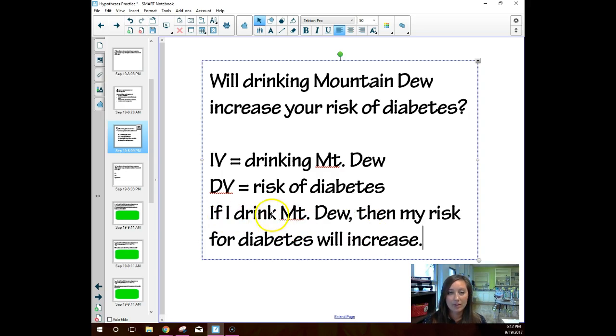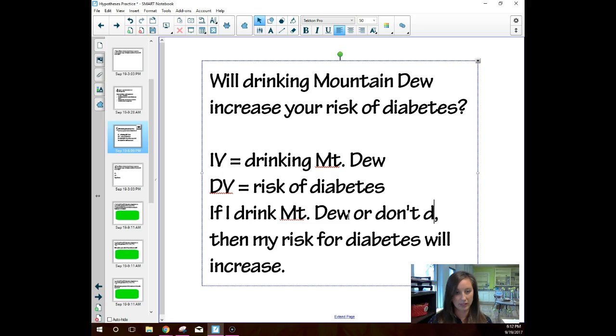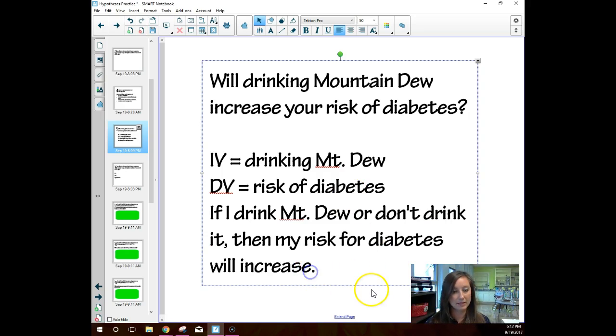Now, I didn't use increase in the first part of my sentence, but I did use increase in the second part of my sentence. When I said that you really have to make sure that you're actually answering the questions, this is what I get sometimes from people. If I drink Mountain Dew or don't drink it, then my risk for diabetes will increase or decrease. This doesn't really give a stance on what you think. A hypothesis really is what you think. It's saying this is what I think my data is going to support once I do my lab. So it's very wishy-washy here. Well, if I drink Mountain Dew or don't drink it, then it might go up or it might go down. You have to be really solid in your answer, and you have to choose one way or another.